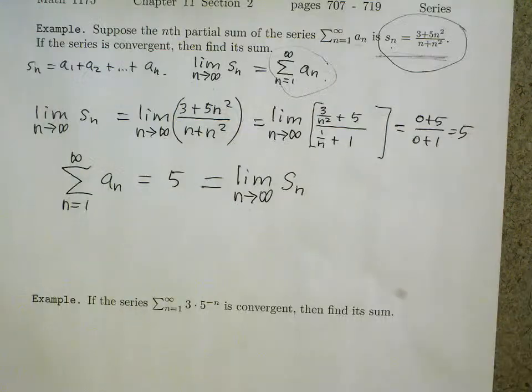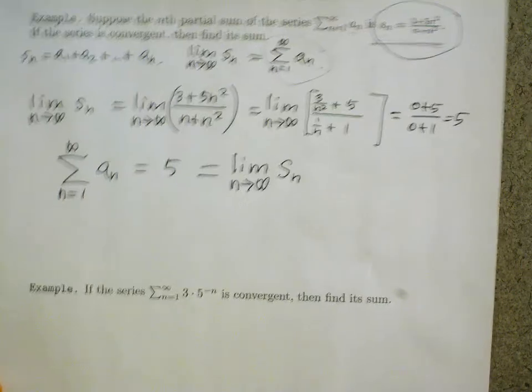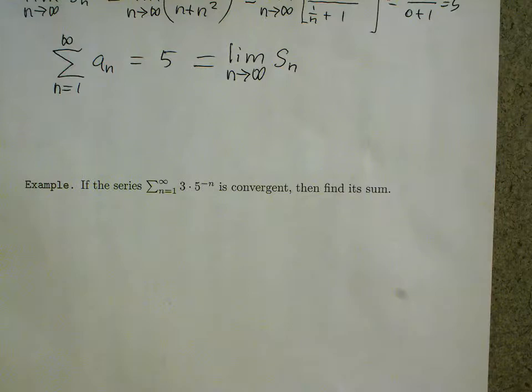Okay, let's move on to the next example. If the series, as n ranges from 1 to infinity, of 3 times 5^(-n) is convergent, then find its sum.